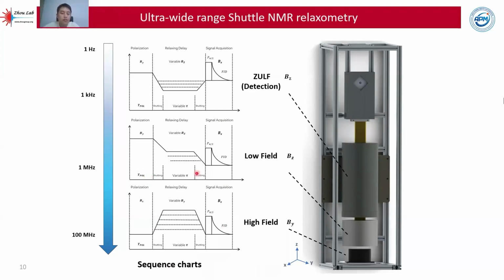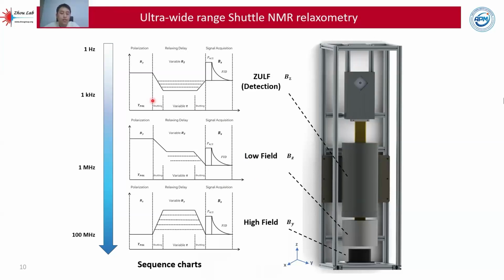For the sequence of low field, the sample needs to be fully polarized in the high field region first, and then shuttled to the low field region to wait and relax. And the electromagnet will provide a Z direction field. At last, the sample is shuttled to the zero to ultra low field region for detection with a half pi pulse, and it is consistent with the non-polarized sequence, so we can get the decay curve.